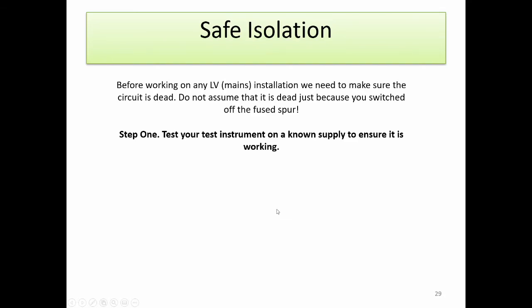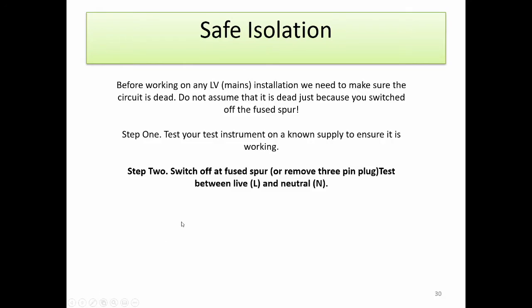So the first step is to test your test instrument, whether it's a multimeter or the 2-prong tester. Put it on a known supply and make sure it's working. Step 2, switch off at the fuse spur or remove the 3-pin plug. Test between live and neutral.